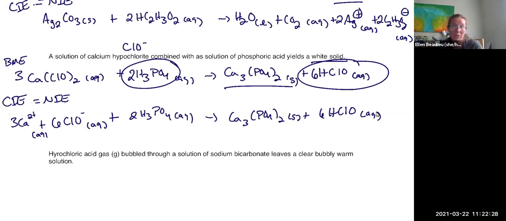Remember that when you're making your complete and your net ionic equation, anything that was a coefficient stays a coefficient in the ion, and anything that was a subscript becomes a coefficient. And since we have a coefficient of 3, that's how I got 3 times 2 is 6 chlorides. This is a strong electrolyte in solution, fully dissociates in solution.